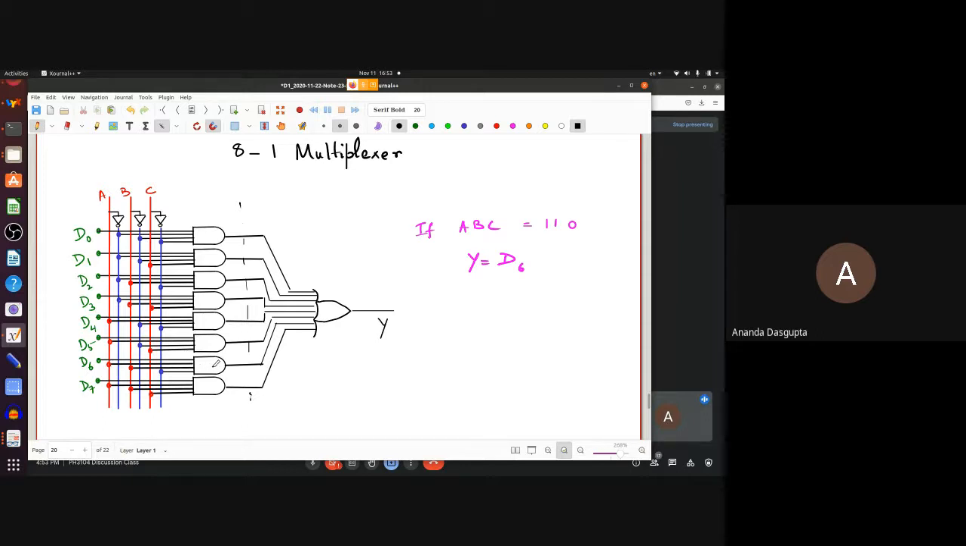So if ABC were 110, then only the 6th one, actually the 7th one, right, because counting starts from 0 here. Only this one, which is connected to 110, will have D6 as the output, right? What will the output of all the others be?